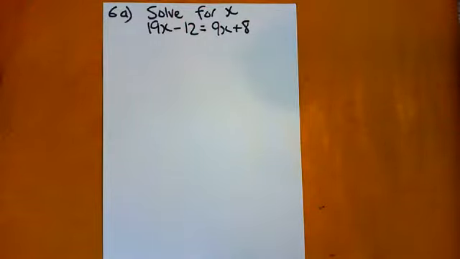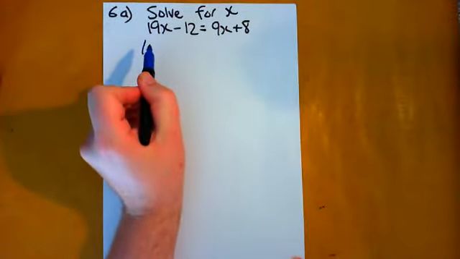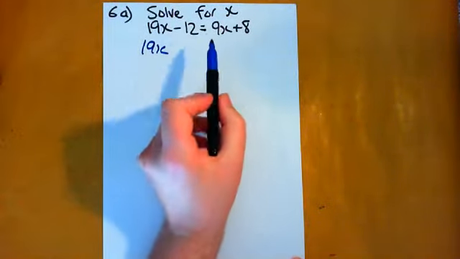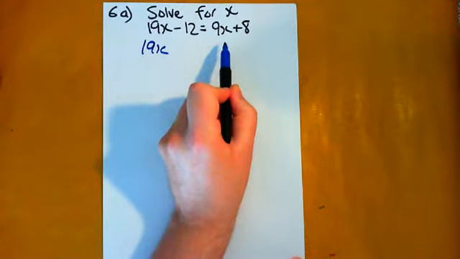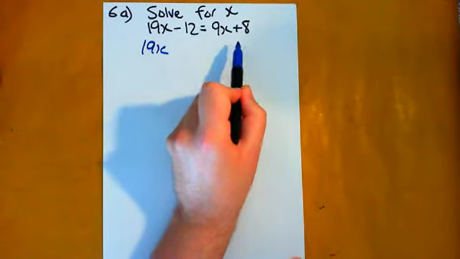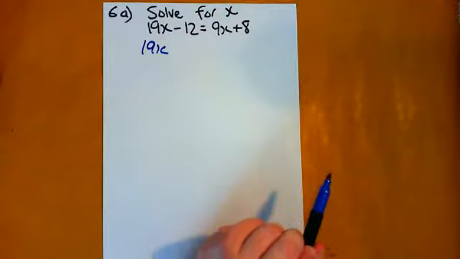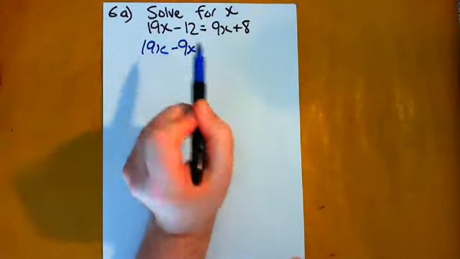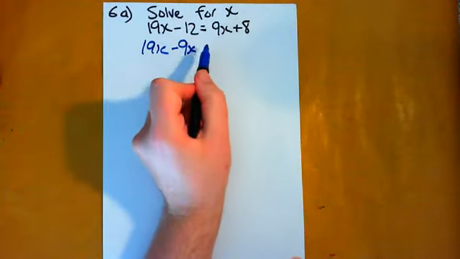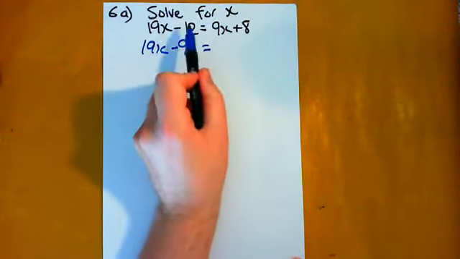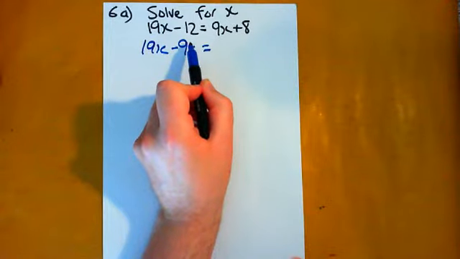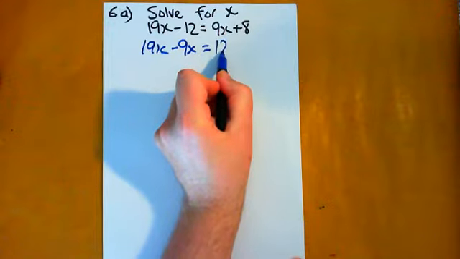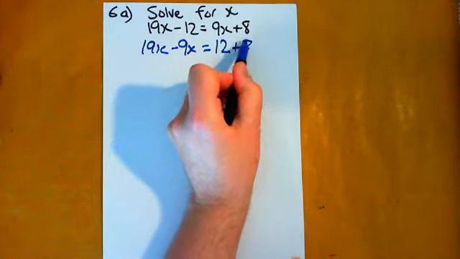Okay, so that means that 19x, which is fine where it is. So we've got 19x. Now this 9x, which is on the right at the moment, has an x in it, which means we want to move it to the left hand side, so it's going to become minus 9x. Remember, if it's positive on the right, it becomes negative on the other side. 12 has no x in it, which means we want to move it to the right hand side, so it's going to become 12 plus 8.